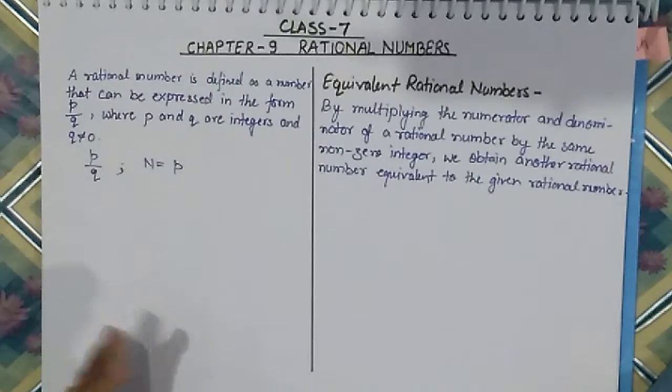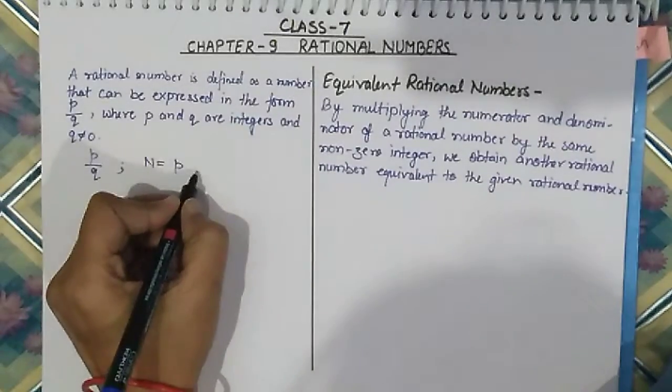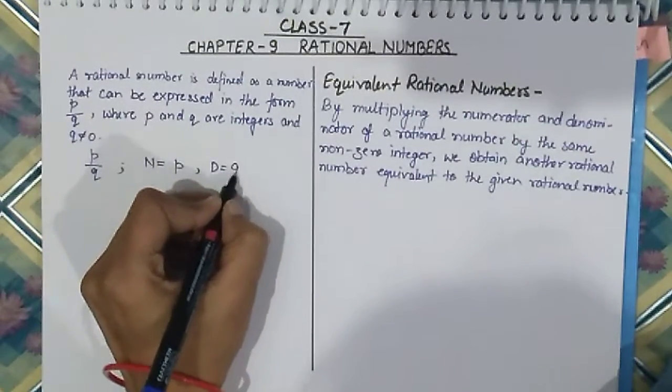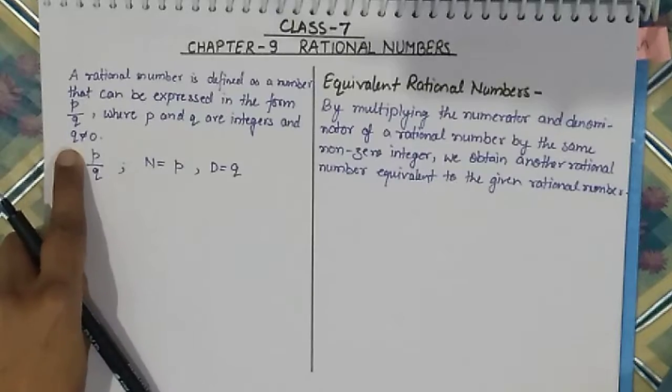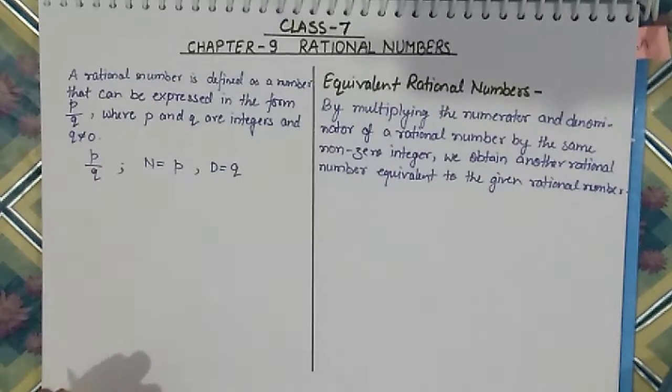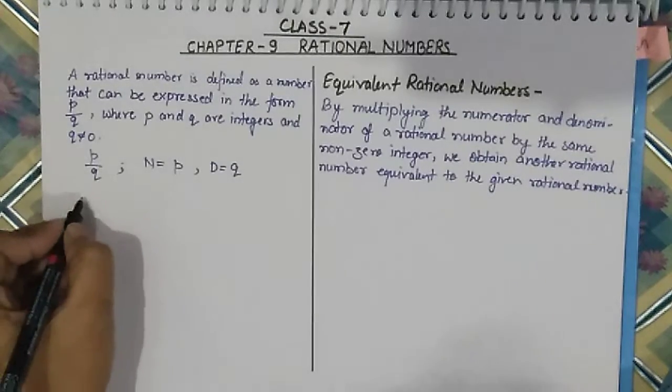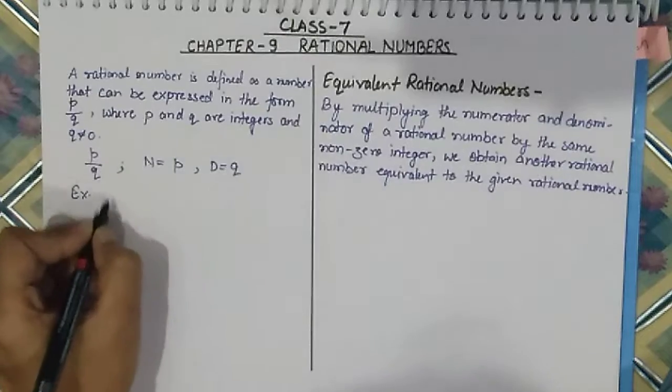P can be any integer like 1, 2, 3, 0, -1, -2, and the denominator is q. Q can also be any integer except 0. Q is never equal to 0. In short, the denominator in a rational number is never equal to 0. A number having denominator 0 is called not defined, meaning we cannot define that type of number.